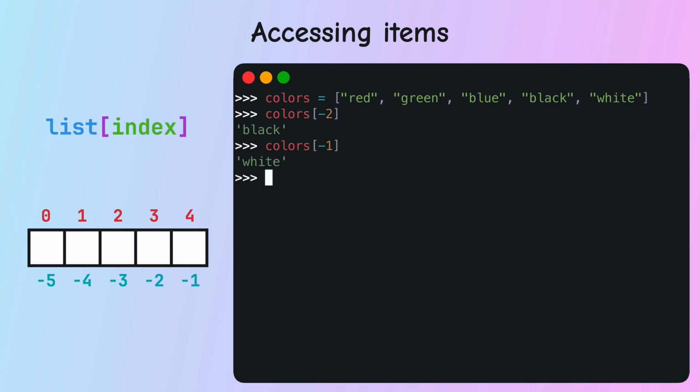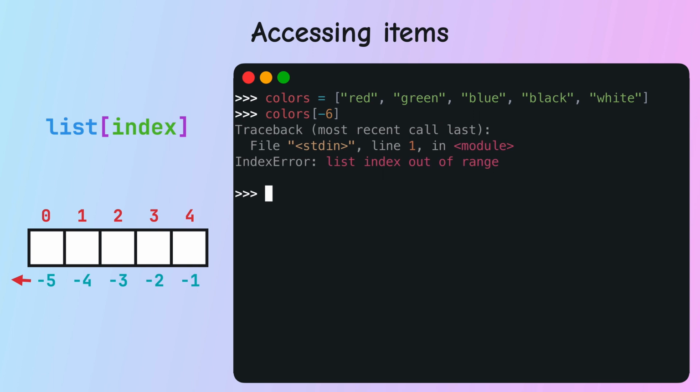In our colors list, colors[-1] will return the same data as colors[4]. Similarly, colors[-2] returns the same data as colors[3]. It's just a convenient way of accessing elements from the end of the list. Similar to forward indexing, if you use a backward index that's out of range, for example, in our case -6, you will again get an index error.